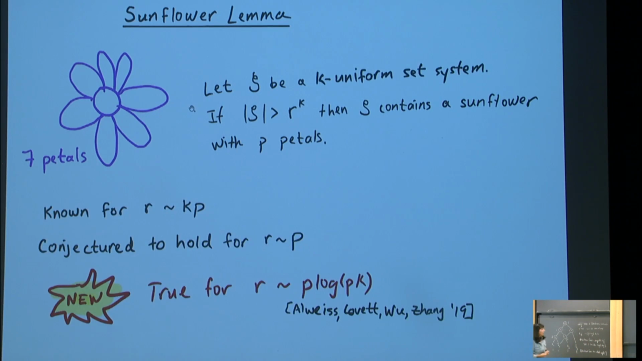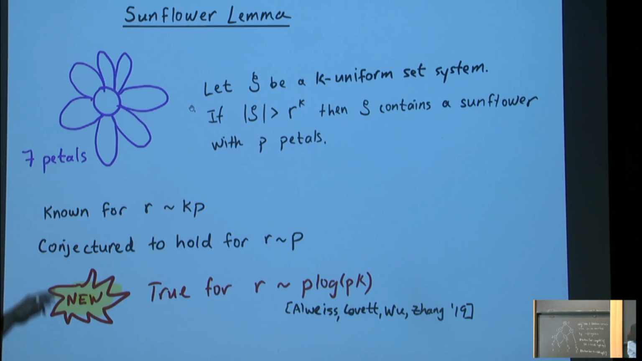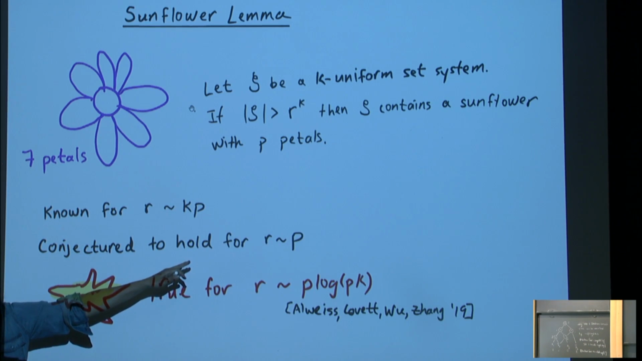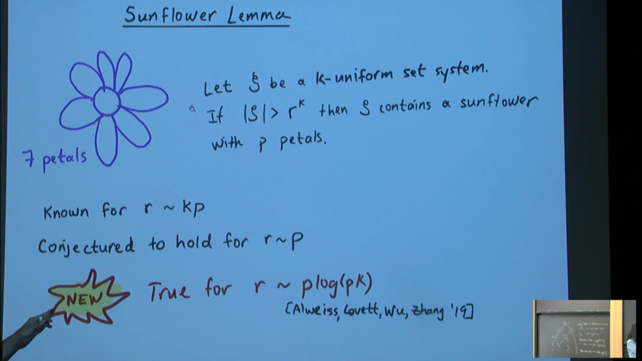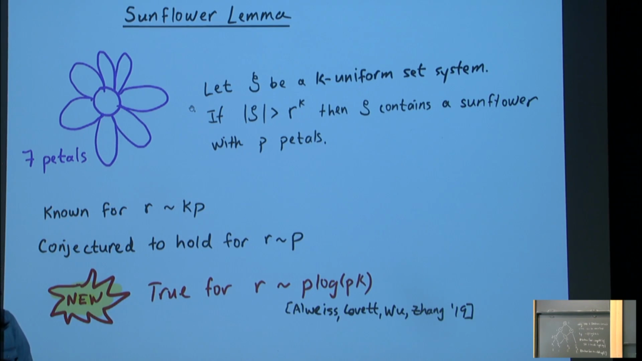Yeah. So it's been known to be true for a while when r is roughly k times p. It's a little bit better than that, and it's conjectured to hold for r that's O(p), but we don't know how to prove that yet, or even if it's true. And a quite new result by people in the audience, Alweiss, Lovett, Wu and Zhang, made major progress on this and got it quite a bit closer to p. They show that it's true for r equals p log(pk).